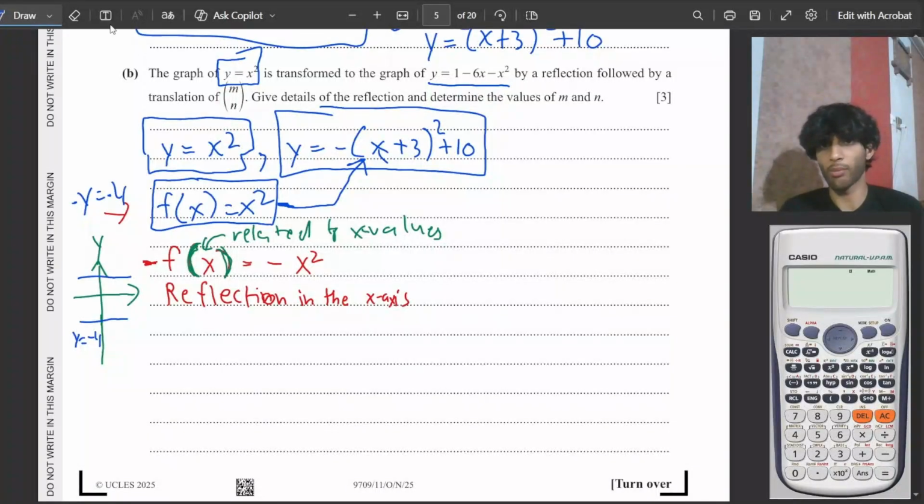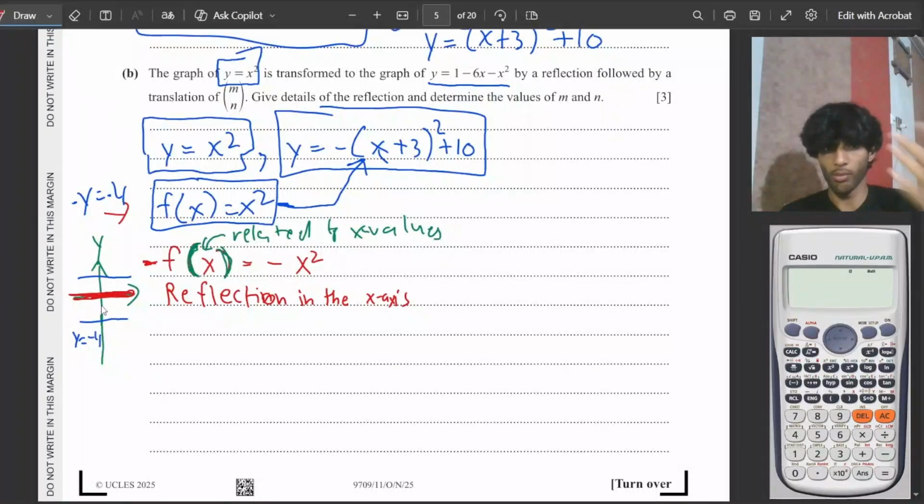Where is this reflection taking place? What mirror are we talking about? This x-axis is the mirror. So when your y values change, your x-axis acts as a mirror. When your x values change, your y-axis acts as a mirror. Since I changed all of my y values, I did something outside of the bracket, meaning I changed something in the y values. That means the reflection is in the x-axis. Now, see how the y and the x are related? Reflection in the x-axis changes your y values. Reflection in the y-axis changes your x values.